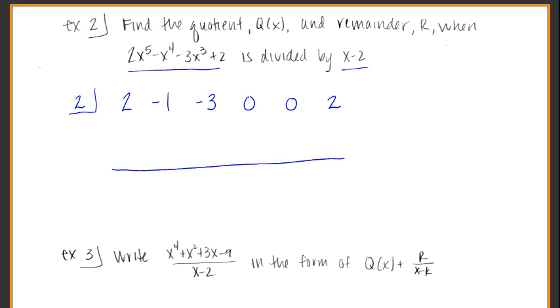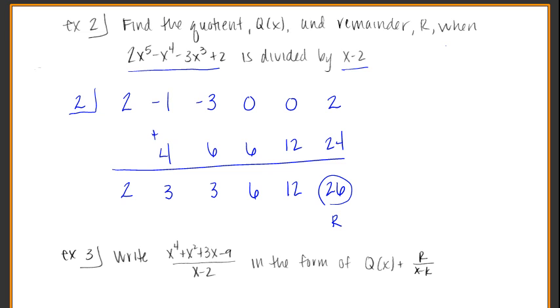All right. So let's drop down that first number, 2, multiply it by the box, so 4, add it up, so negative 1 plus 4 is 3, multiply it by the box is 6, add it up, 3, multiply it by the box, 6, add it up, 6, multiply it by the box, 12, add it up, multiply that by the box, and add it up. Okay, so this last number right here, we can separate that out. That's the remainder. And this first group of numbers is going to be our quotient.